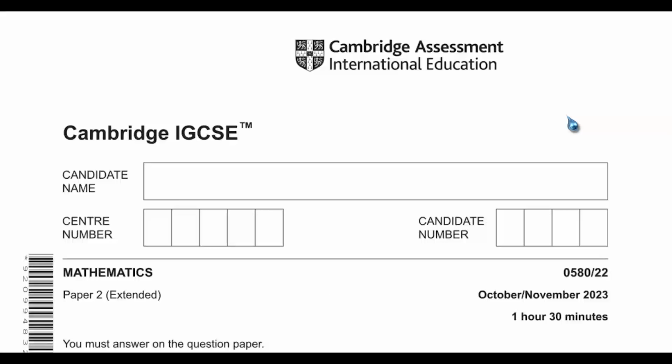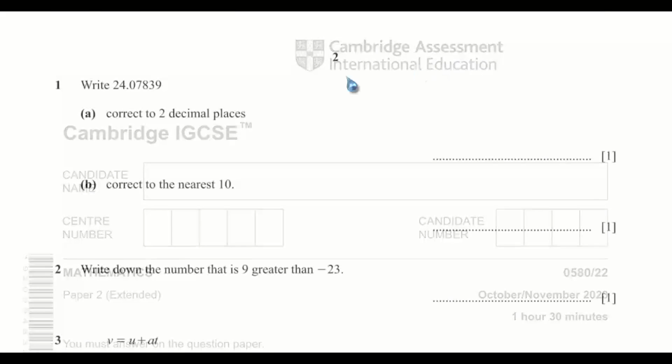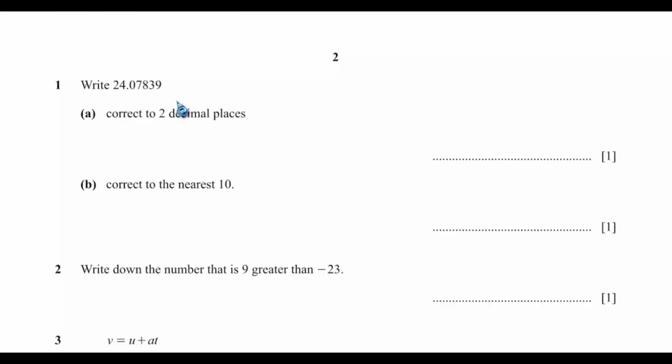Let's jump into the first question. Question 1. Write 24.07839 correct to 2 decimal places. So if you count from here, 1 and 2, so 8 is your decider. It tells you to round up and it becomes 1. 1 added to 7 is 8, so we are going to have 24.08.